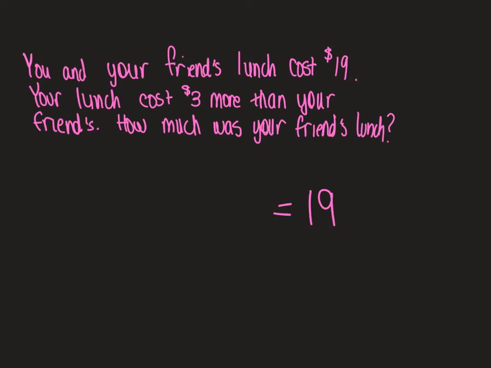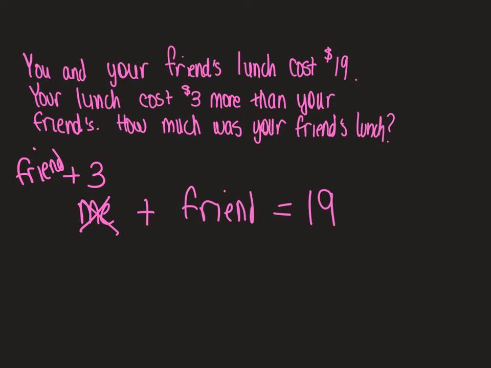And I'm just going to write this a couple of ways. I'm going to say me plus friend. My lunch and my friend's lunch, right? 2 people are eating, and it's $19. But my lunch, I have some extra information. My lunch is 3 more than my friend's. So I'm going to replace this with 3 more than my friend. So now I've got me, which is this amount, plus my friend.